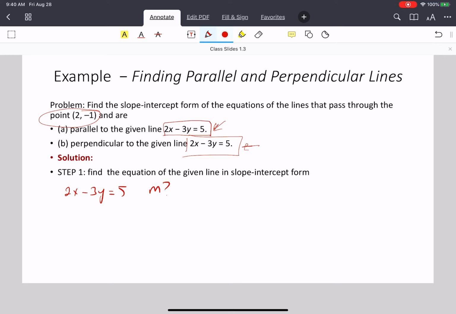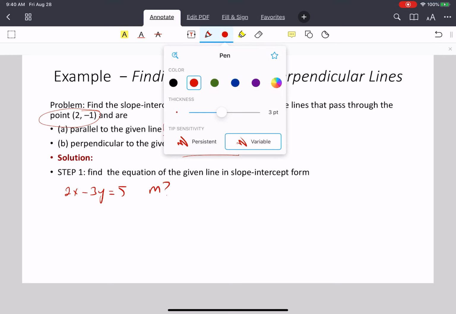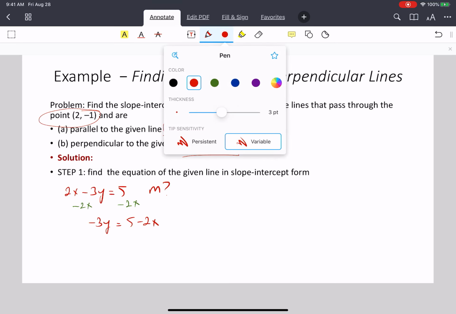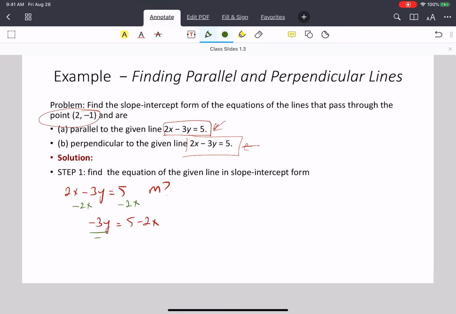So I'm going to convert this and isolate y. The way I'm going to isolate it is I'm going to do some algebra. I'm going to move 2x to the right side, meaning I'll subtract 2x. Then that gets me to negative 3y equals 5 minus 2x. I'm not done yet because there is still negative 3 on the y, and I want y to be isolated. For that reason, I'm going to divide everything by negative 3 just so y is by itself. So y equals 5 over negative 3 minus 2x over 3.